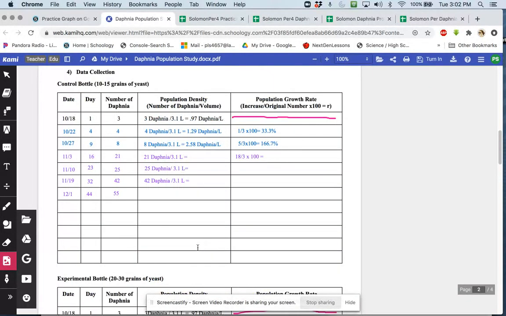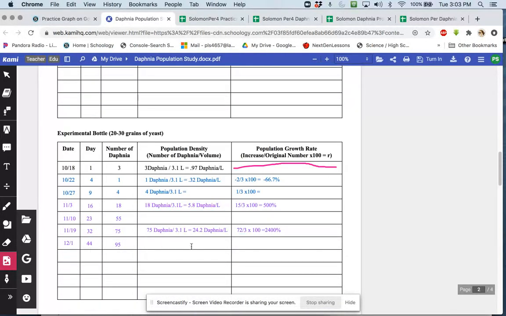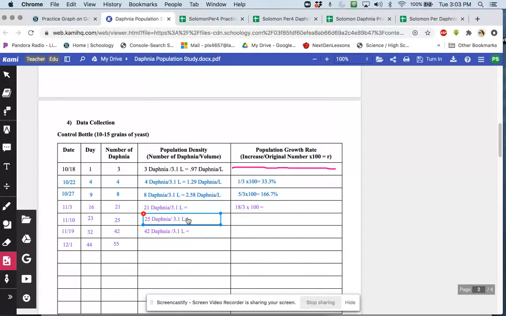Now, one of the other things I've been asking people to do is to calculate each time the population density and the population growth rate. So in this video, I'm going to show you one more time how to do that so that you can do it, because I expect that this whole chart is filled out for both data tables. I expect that every single line is filled in. So I'm going to show you this one right here.